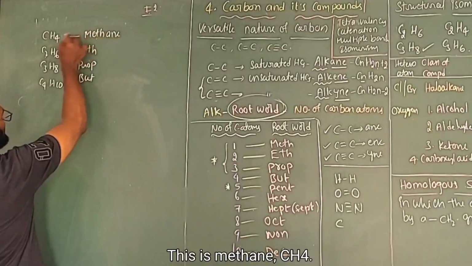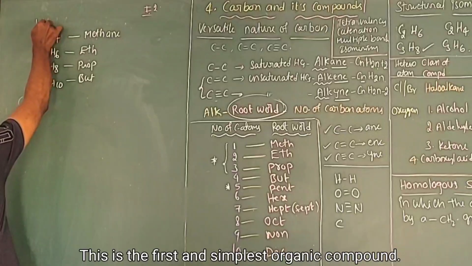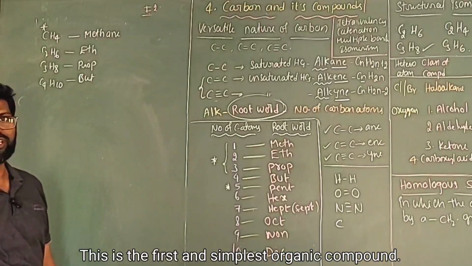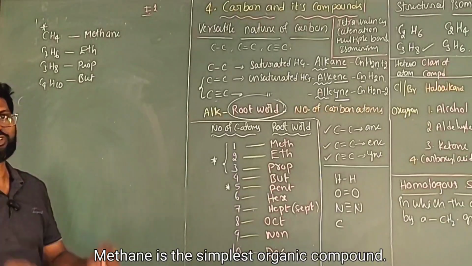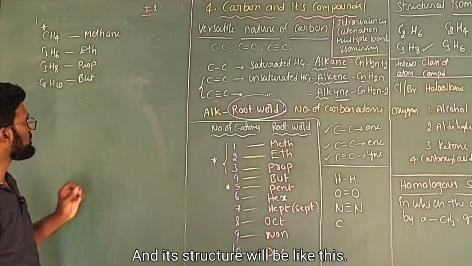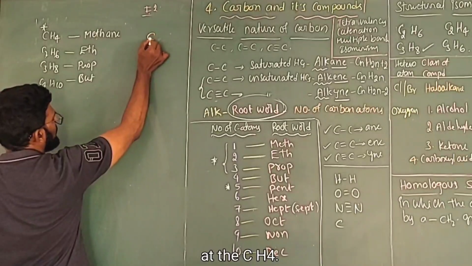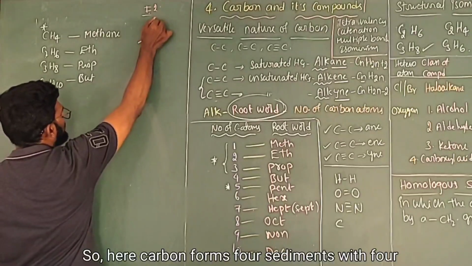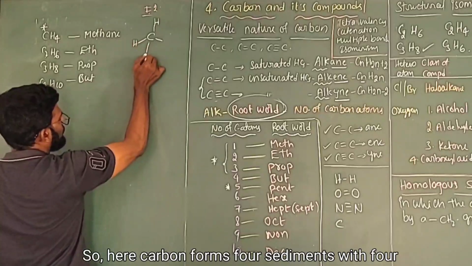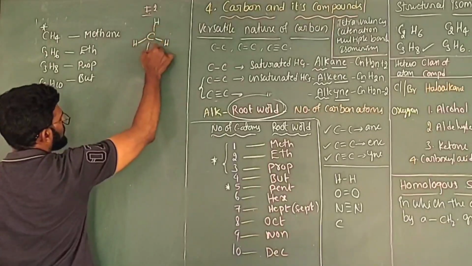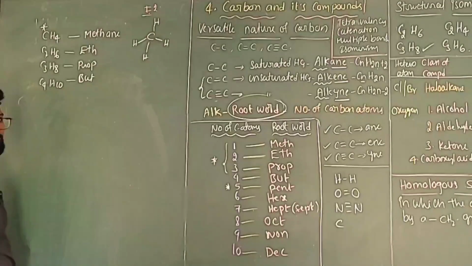This is methane, CH4. This is the first and simplest organic compound. Methane is the simplest organic compound, and its structure will be like this, CH4. Here carbon forms 4 single bonds with 4 hydrogen atoms. So here you can see the tetravalency of carbon.